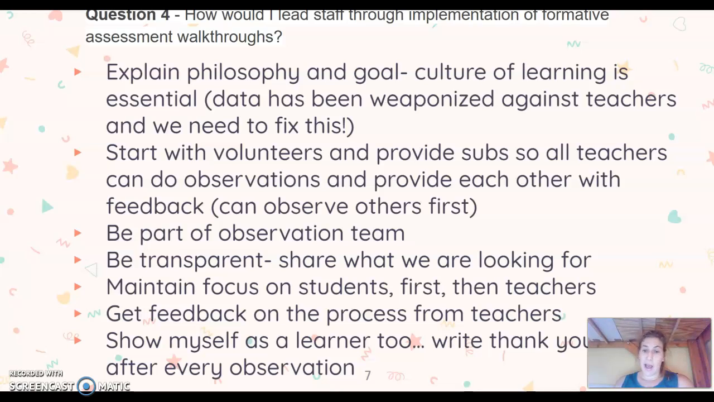Then I would ask for feedback on the process from teachers, and I want to show myself as a learner too. I would write thank you cards after every observation because it's always a personal thing to have people in your space observing you teach. So I think showing thanks for opening yourself up to this process and saying something kind to each teacher after an observation is important.